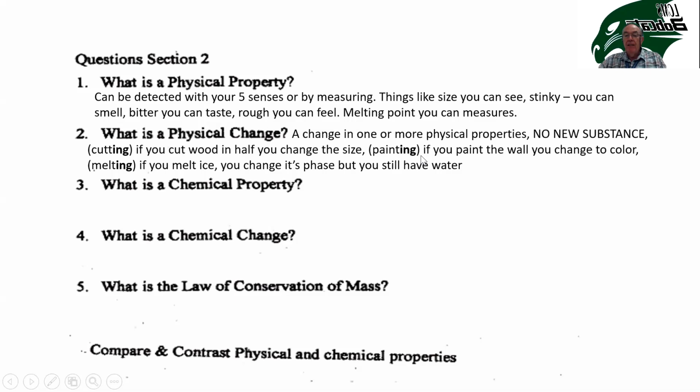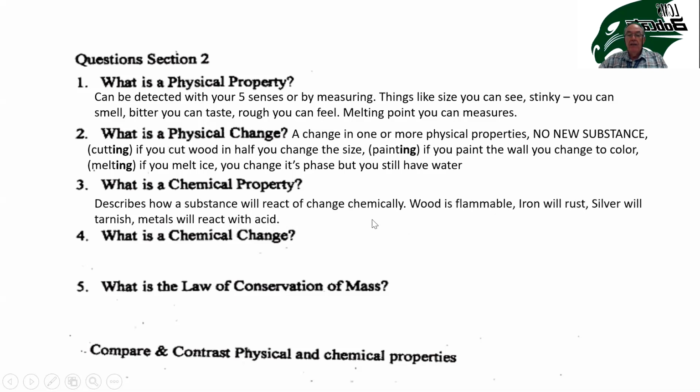Painting would be a physical change because you're changing the color, but the paint is still paint and the wall is still wall. Melting, if you melt the ice, you change its phase, but you still have water. So if I say what's the formula of the molecules in the ice, it would be H2O. What's the formula of the liquid water? Well, it's still H2O. So you don't have a new substance, you just change its phase. So those are all ing words, because it's something that's actually happening when it's a change.